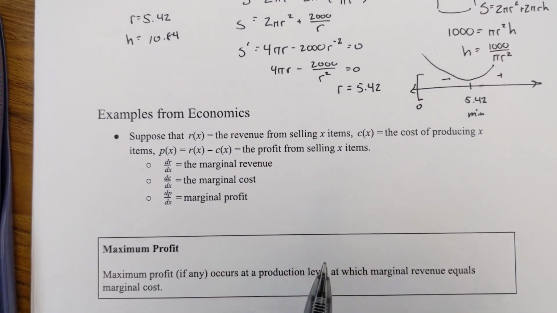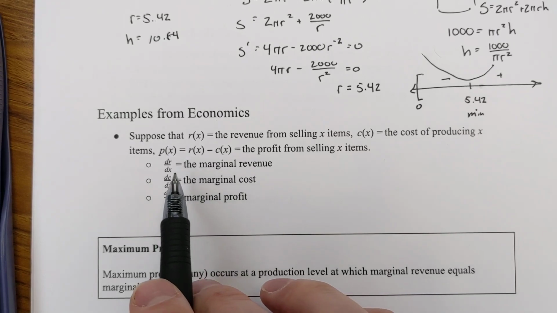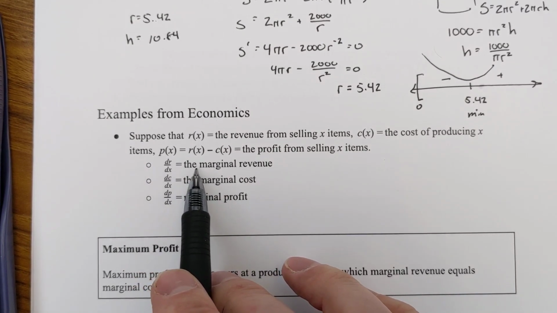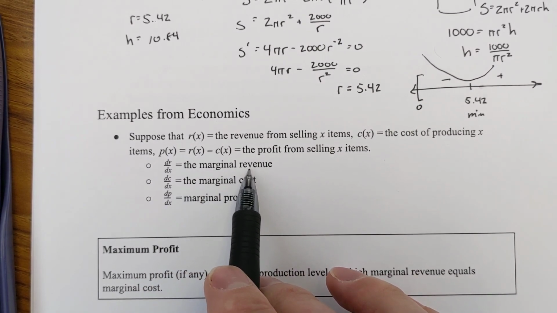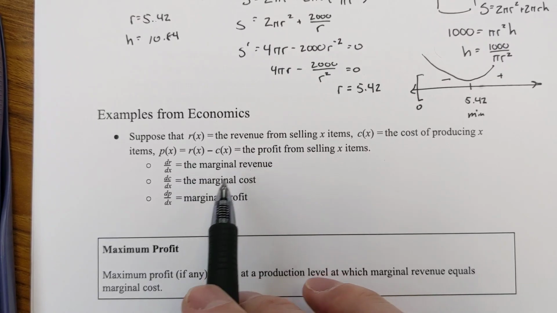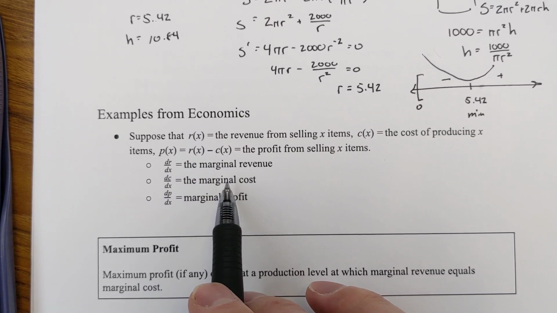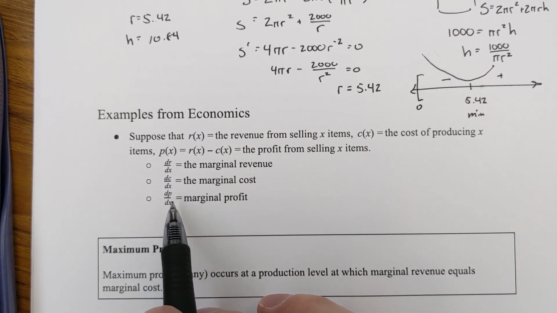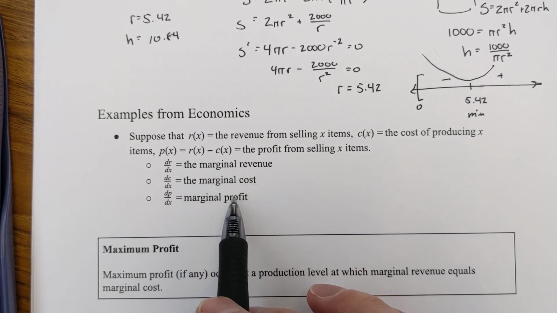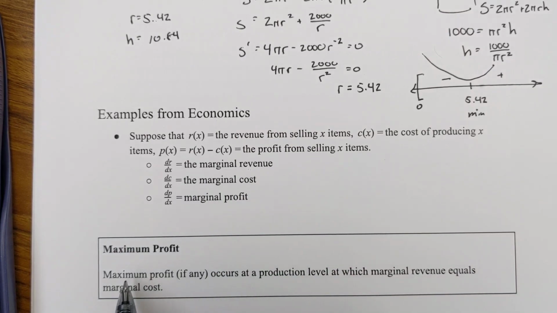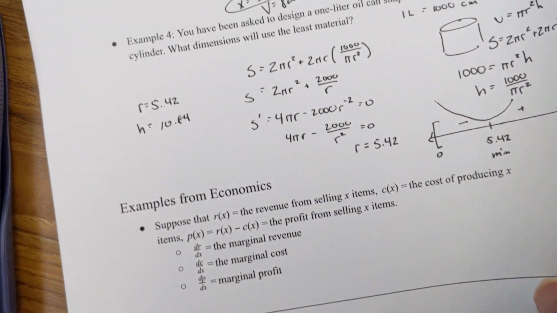Okay, examples from economics. So the derivative of R is referred to as the marginal revenue. So it's the revenue you gain from selling one more item. dC dx, or C prime, is a marginal cost. And then dP dx is a marginal profit. So gross versus net. So the maximum profit, if there is one, occurs at a production level in which the marginal revenue is equal to the marginal cost.